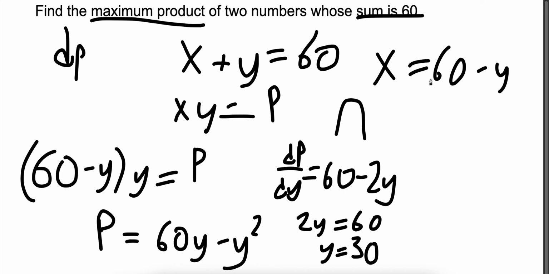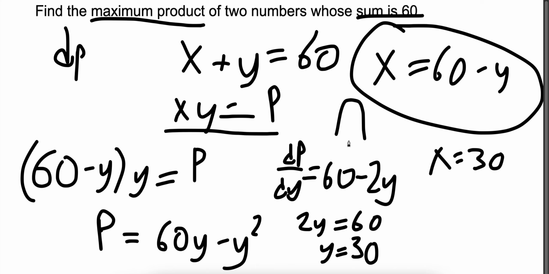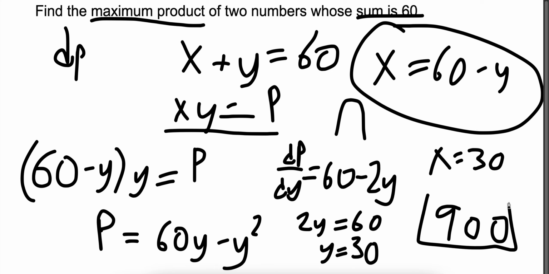If y equals 30, we can put this back into the original equation. That means x equals 30, because 60 minus 30 is 30. The question didn't ask if the numbers were distinct, so we can just keep x and y equal to 30. To find the maximum product, we put it back into xy equals p: x equals 30, y equals 30, so 30 times 30 is 900. And that is our answer.